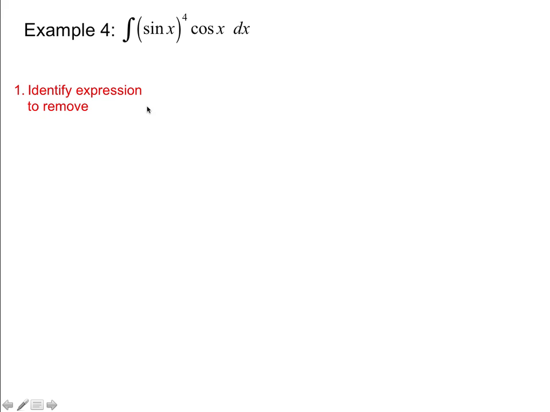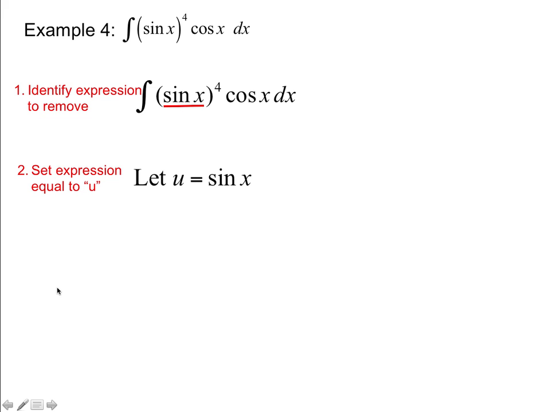So when we identify the expression to remove, you have to think of what you have on your paper as actually having brackets around that function. So we're going to remove sine x. Don't worry about this right now. Have faith in the process. It's going to work out. Step 2, set that expression equal to u. So I'll let u equal sine x. Step 3, differentiate that expression for u.